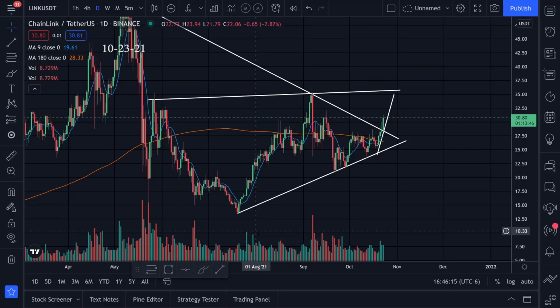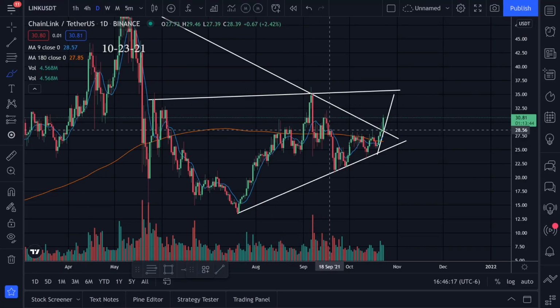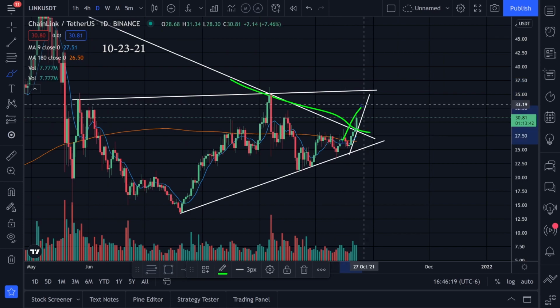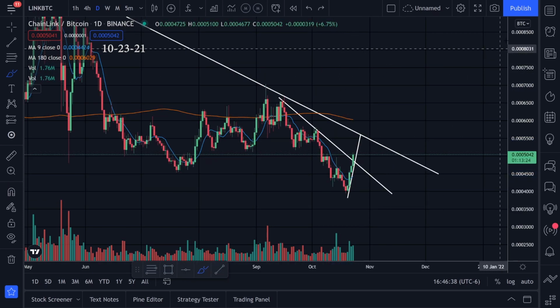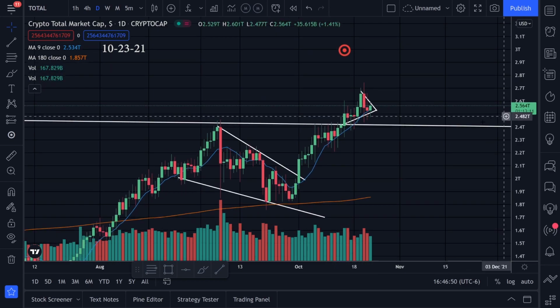Let's take a look at the chart action for Chainlink. Alright, in this video, we're going to be taking a look at how we broke the uptrend on the Chainlink chart. We're going to take a look at the Chainlink to Bitcoin chart and how that's still moving up. And then we're going to jump over the total crypto market cap and I'll show you what I'm looking at on there. Alright, let's get into this video.